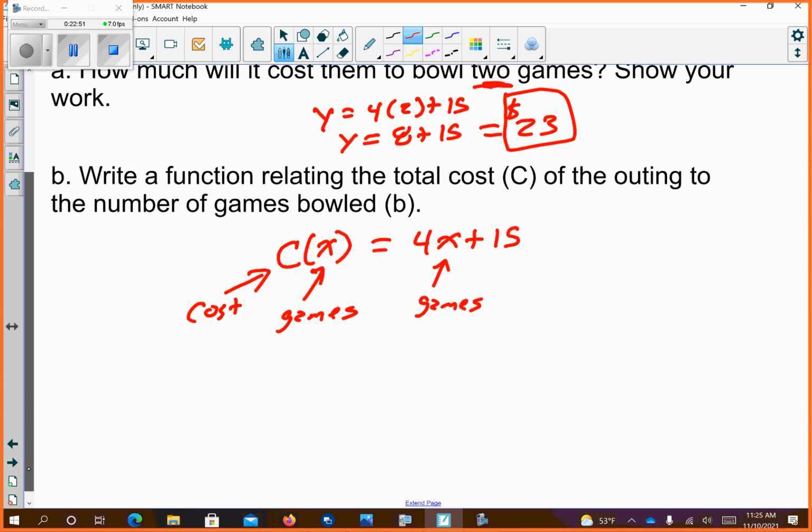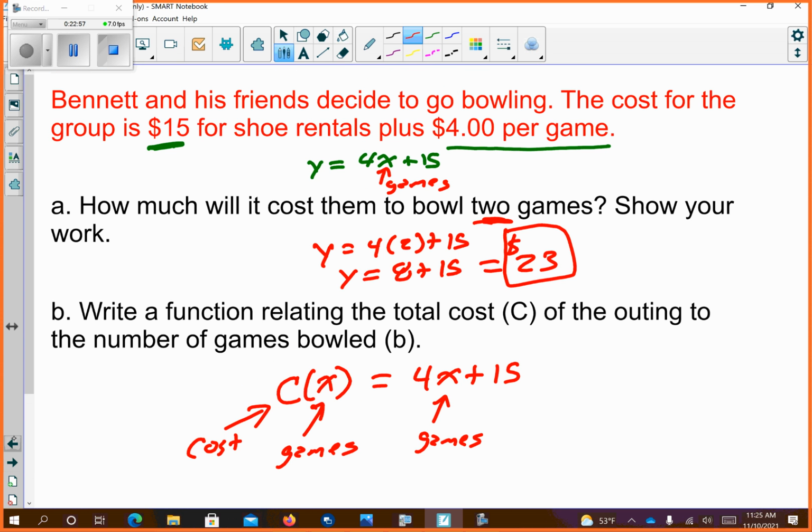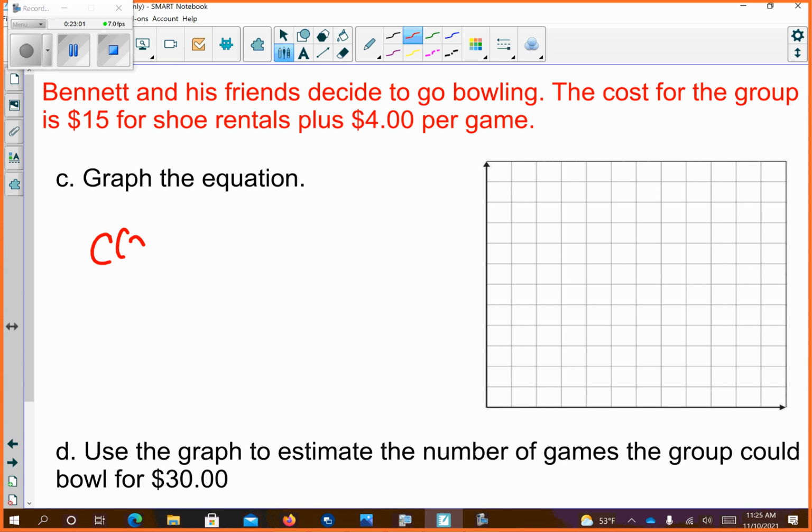Let's see, do I have anything else on that one? All right. So then, graph the equation. Oh, I have to go back. Graph C of x equals 4x plus 15. Okay, so this is going to be cost. This is going to be games. Notice I'm only using the positive numbers.